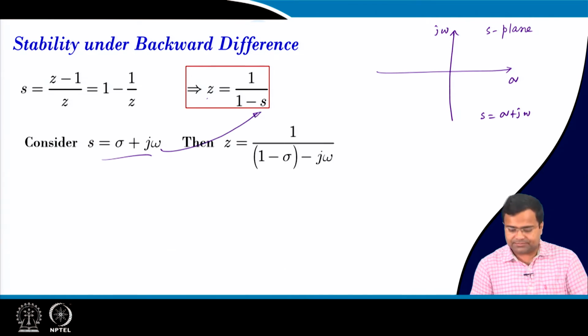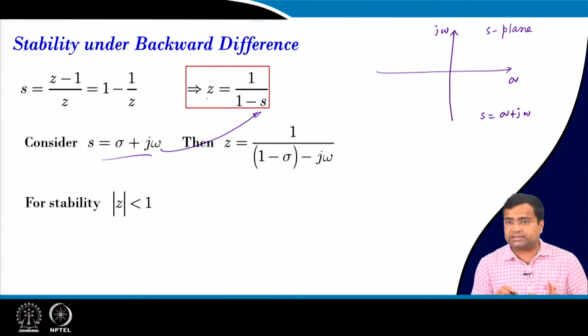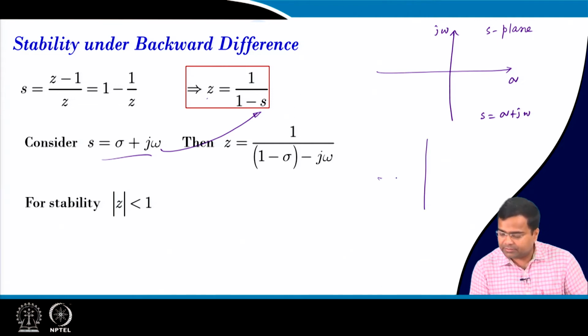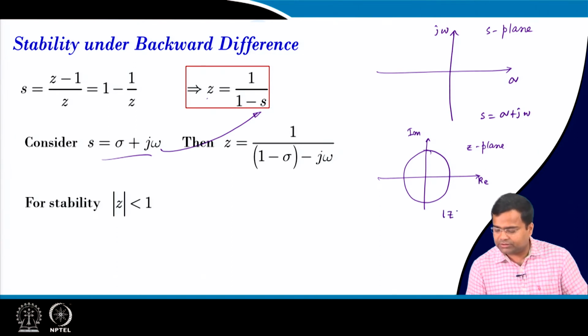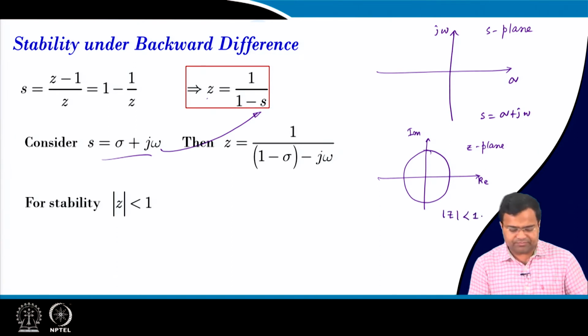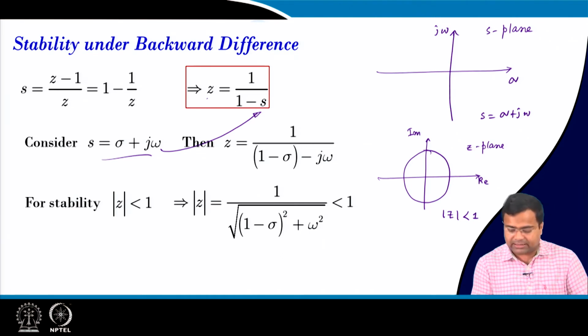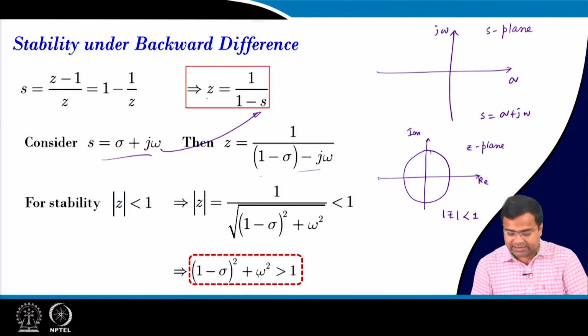Z equal to this, and what do we need for stability in the z domain? So, this is in the z plane, this is the real part and the imaginary part. So, it should be within the unit circle. That means we need mod z to be smaller than unity, and if you take the mod of this function and simplify, the requirement is this: 1 minus sigma whole square plus omega square should be greater than 1.